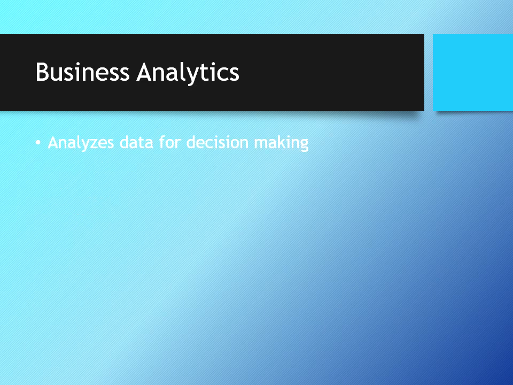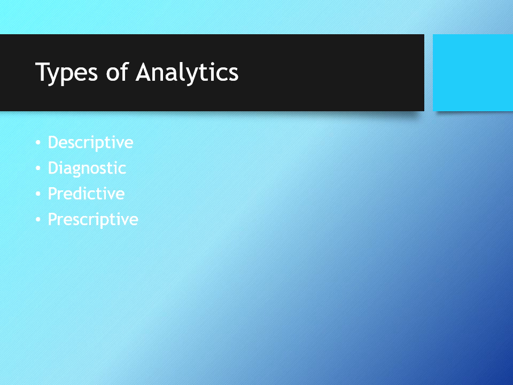Business analytics. Business analytics involves analyzing data to support decision making. There are different types of analytics. The first one is descriptive analytics. This is where the focus is on what happened. The second type of analytics is diagnostic analytics. This focuses on why it happened. The third type of analytics is predictive analytics, where the focus is on what will happen in the future. And the fourth type of analytics is prescriptive analytics, which focuses on what should be done.